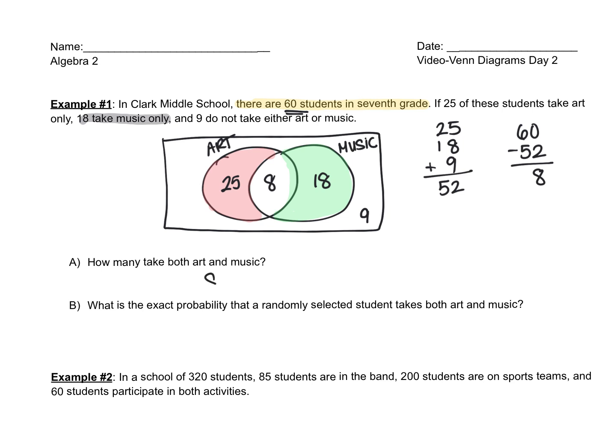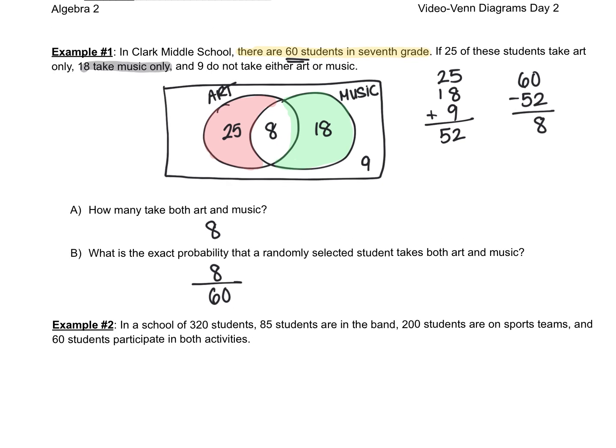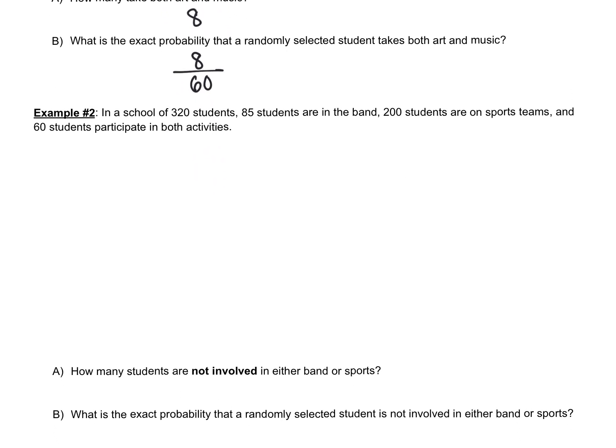And then it says, what is the probability that a randomly selected student takes both art and music? So a part over a whole. We have the 8 over the whole, which we found or knew was 60. That's it. All right, let's see example number 2. Maybe they give us different information.